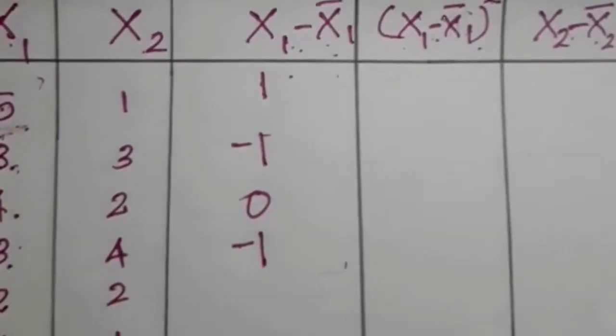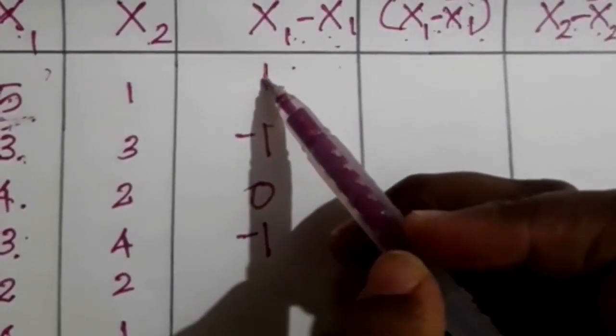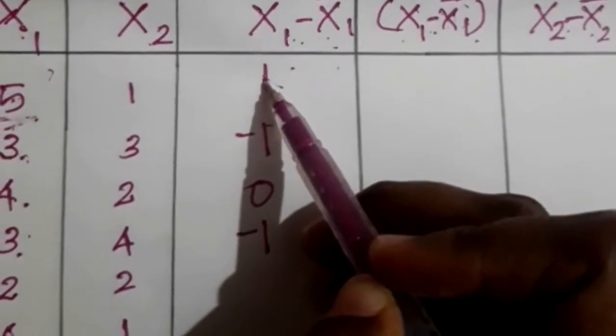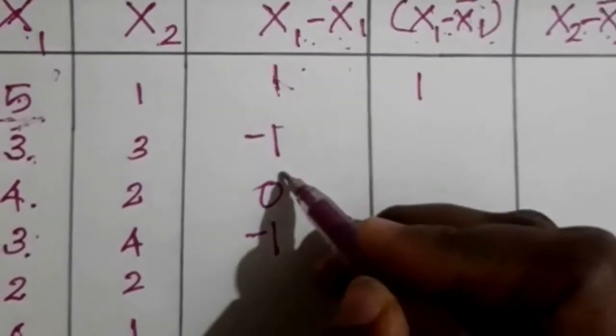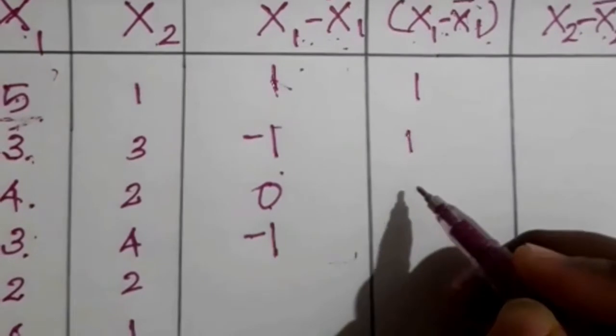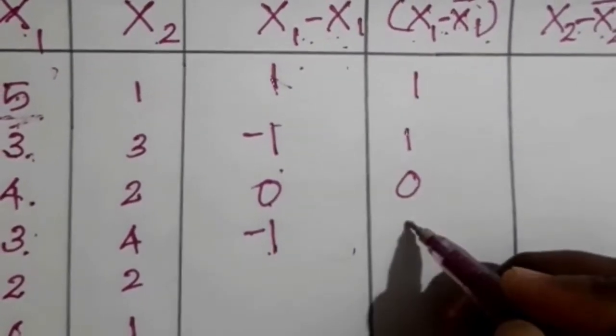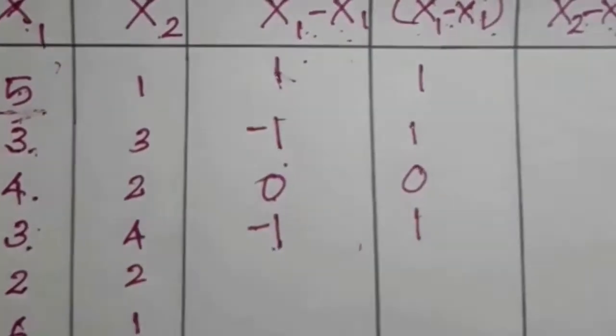So in that way we have to calculate all these values, and next what we have to do is make the square. That is square of 1 is 1, minus 1 square is 1, 0 square is 0, minus 1 square is 1. So in that way, for all the values we have to make it.